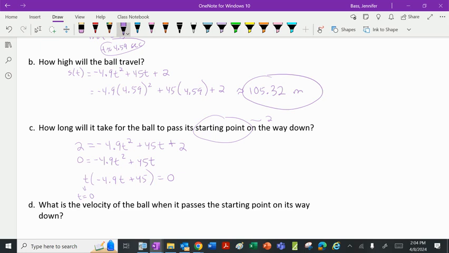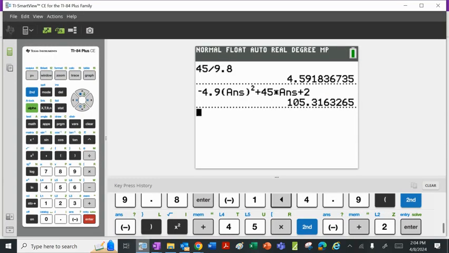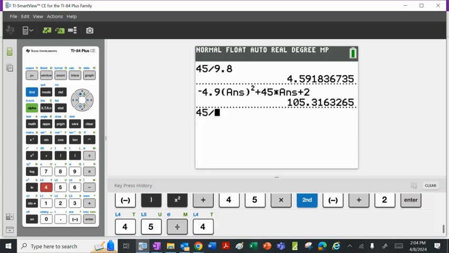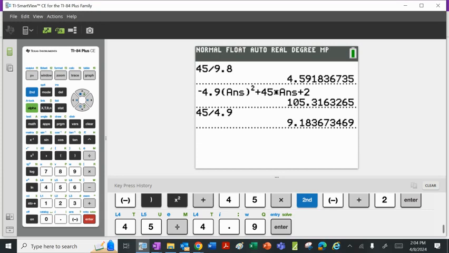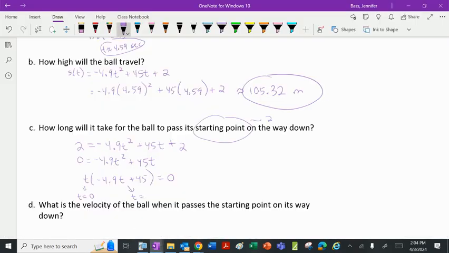So that one, not so helpful. Okay, this one is when t equals 45 divided by 4.9. So 45 divided by 4.9 is 9.18. So at 9.18 seconds, it passes its starting point.